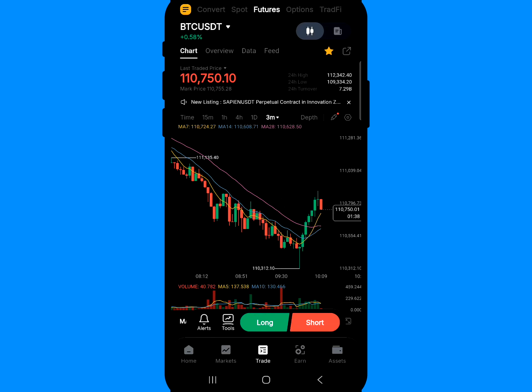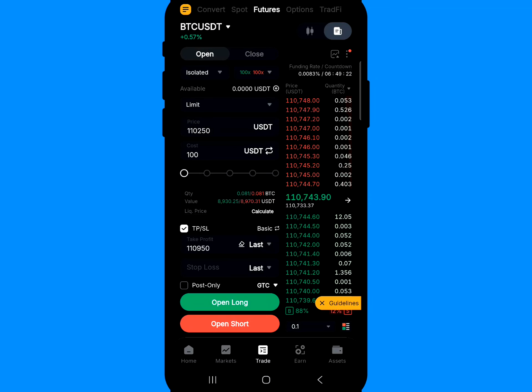Long means you want to long. You have already done your analysis that Bitcoin will go up. Short means you want to sell. You believe that Bitcoin will come down a little bit before it starts going up. So let me click on long as an example, or short anyhow. But before that, let me tell you what isolated and cross margin are.